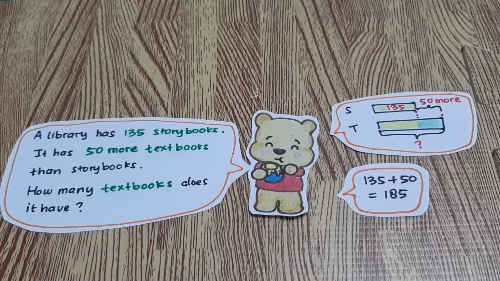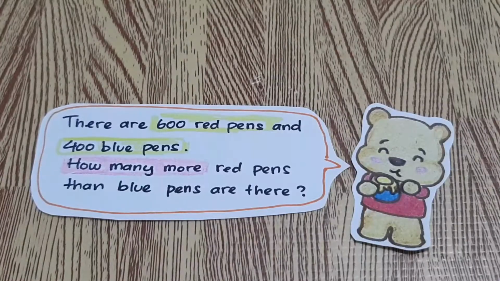Like this. So the answer is 185. Do you understand? So, making a model is actually easier for you to see what kind of question this is. Is it addition or is it subtraction? Now, let's go to the second question.